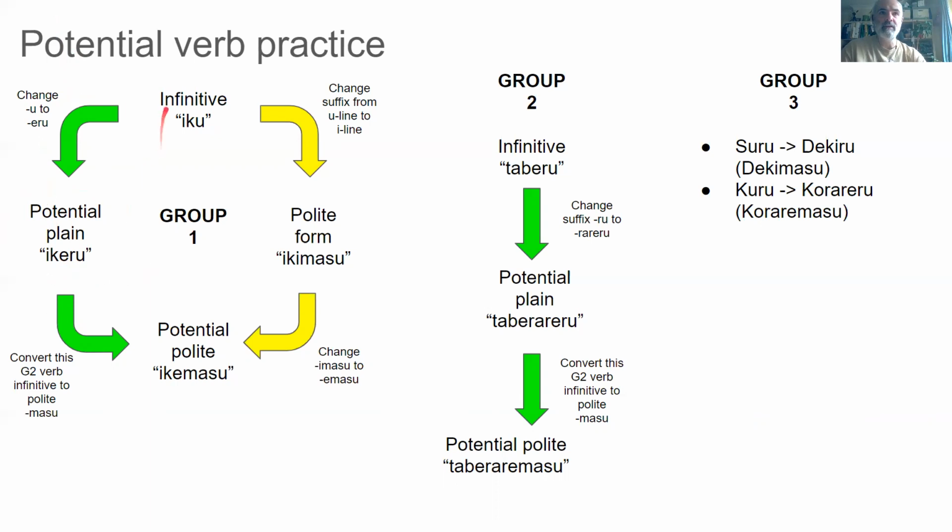Bearing in mind that even though we start off with a group 1 verb, when we turn this into the potential form, this defaults into becoming like a group 2 verb. So to turn this into the polite form, the ru comes off completely and we put mas at the end. So iku, ikeru, ikemasu.